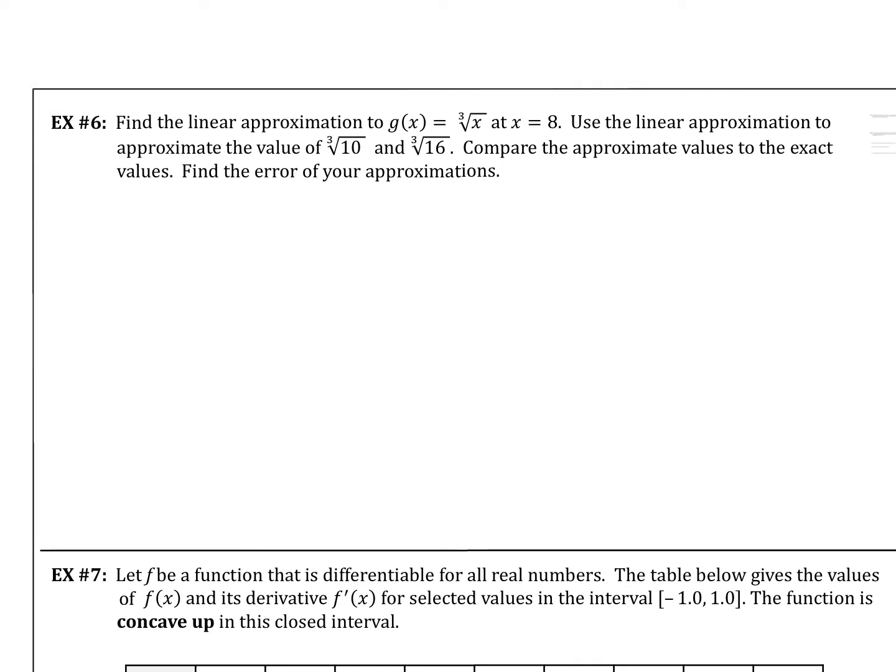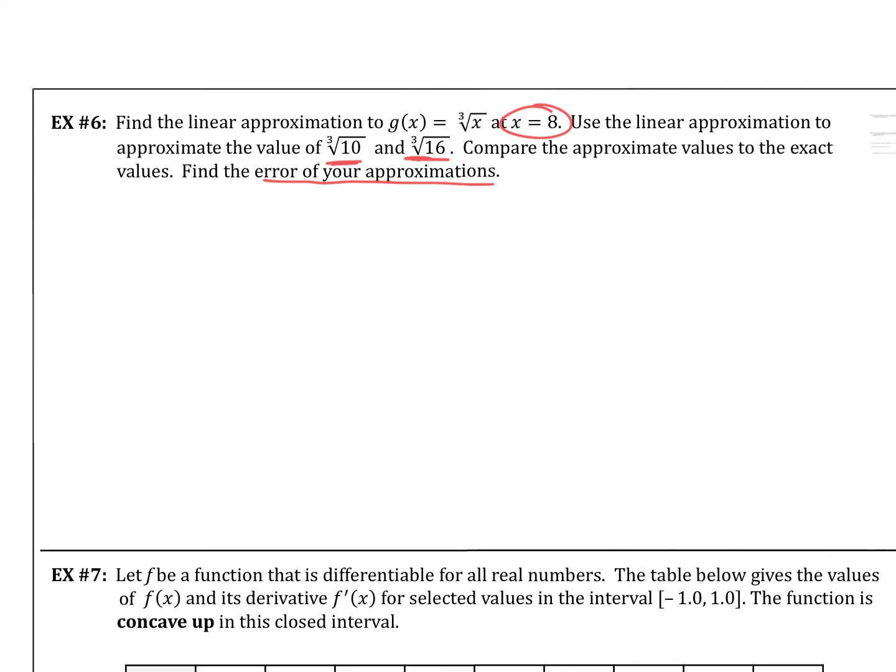We will then use the linear approximation to approximate the value of the cube root of 10 and the cube root of 16 and compare the approximate values to the exact values. Find the error of our approximations. So the first thing we're going to do is find the second half of this ordered pair, the point where g is locally linear, where it has local linearization.